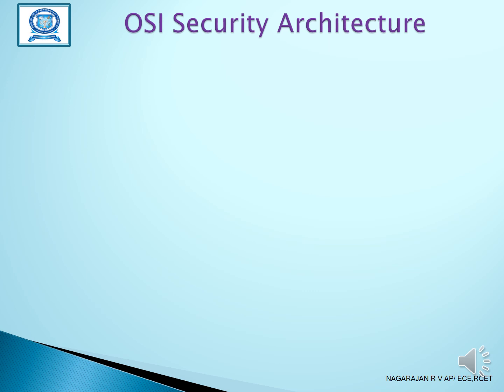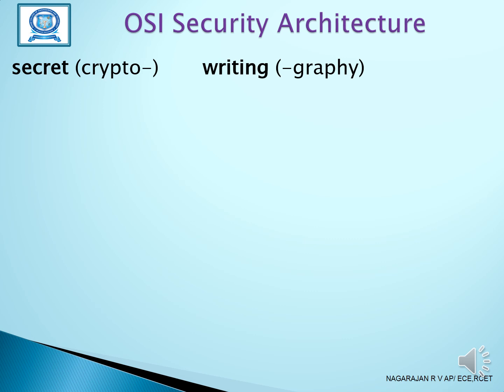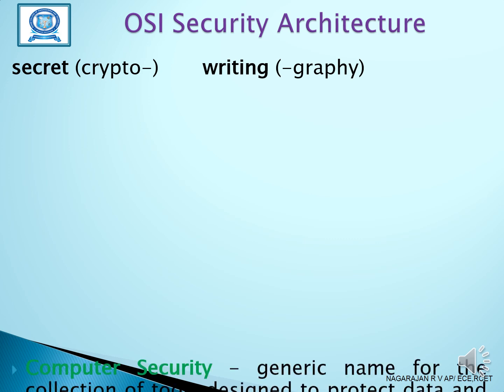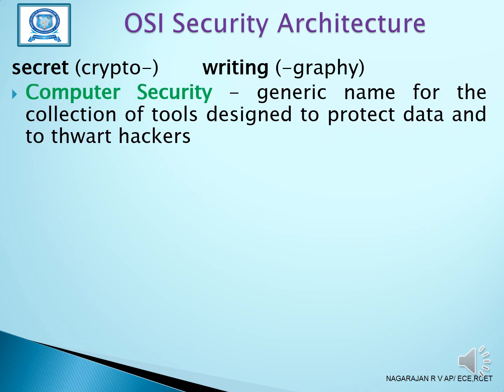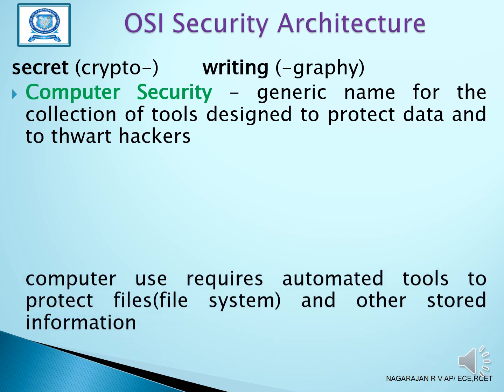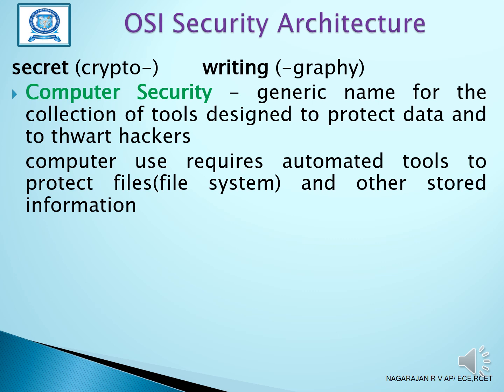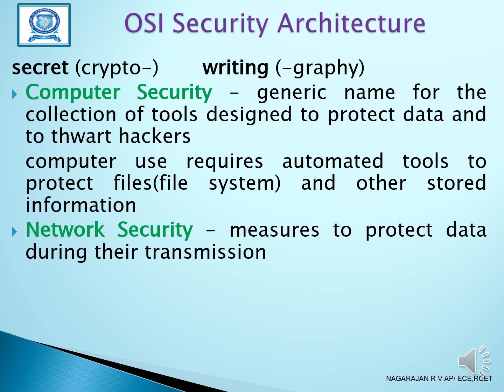Before that, we will discuss what is cryptography. Cryptography means, crypto means secret, and graphy means writing. We need to write something secretly. This is cryptography. Computer security is a generic name for the collection of tools designed to protect data and to thwart hackers. Computer users require automated tools to protect files and other stored information.